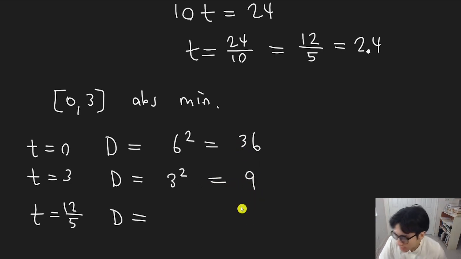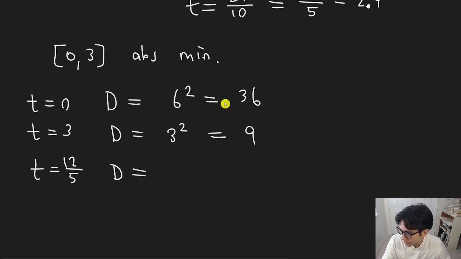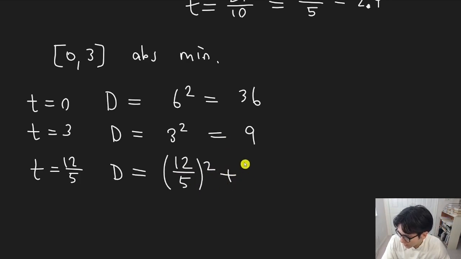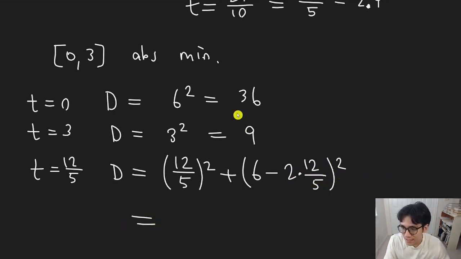And the question is, is 12 over 5 actually smaller when I plug it in? Will it produce a D that's actually smaller than these two? Now, if you plug it in directly, you're going to get (12 over 5) squared plus (6 minus 2 times 12 over 5) squared. And the question is, is this less than 9, essentially, because 9 is the smaller of these two?